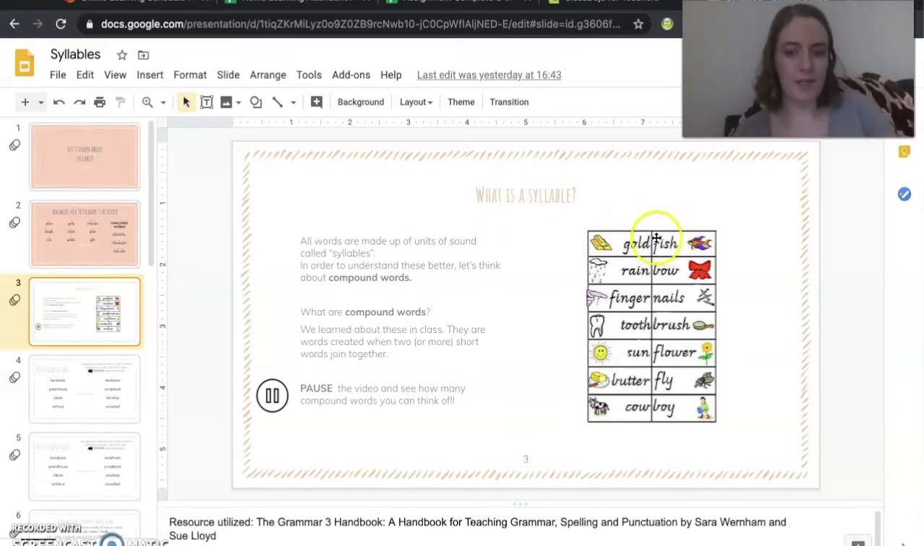So if we take a look at these examples, we have goldfish. It's one word because we've put it together, but we see the full word gold and the full word fish both in there. Rainbow. I've taken rain and bow and put them together. Fingernails. Finger, nails. Two separate words and I've put them together. Toothbrush. Tooth, brush. Once again. So when we take a look, that's what a compound word is.